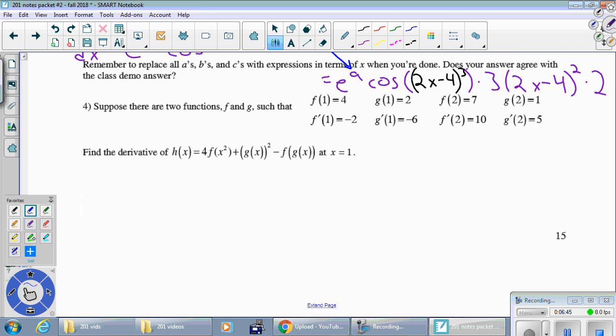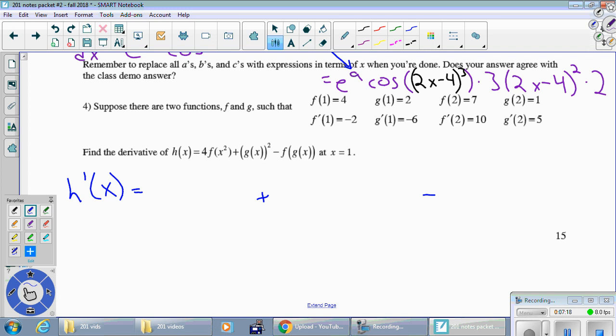Okay, number 4. Suppose there are two functions such that, lots of information that I don't know what to do with. Find the derivative of this particular function at x equals 1. Okay, h prime of x. Before we do h prime of 1, we do h prime of x. So I'm looking for, fundamentally, what is this? Fundamentally, it is an addition here and a subtraction here. Groovy. That means that I can do these derivatives completely independent of each other and put a plus and put a minus. There's a little bit more space here.